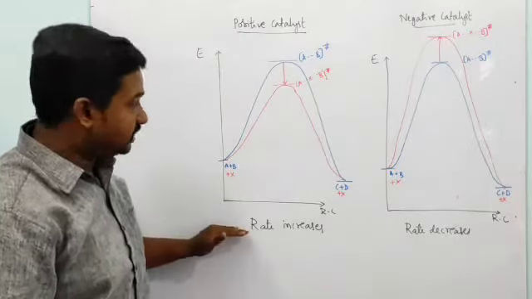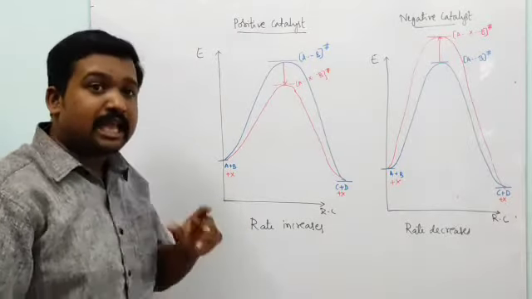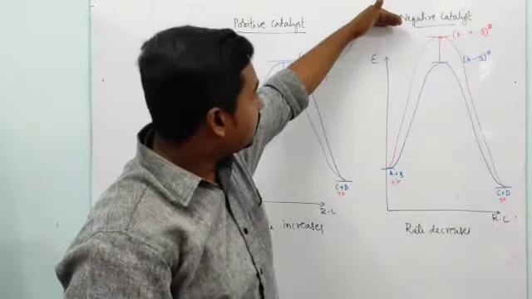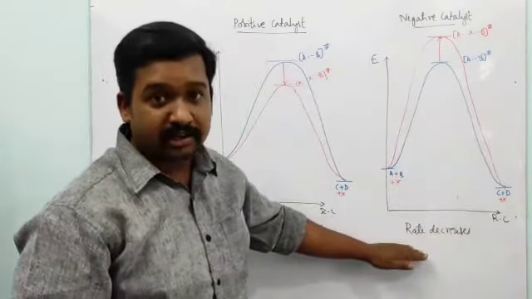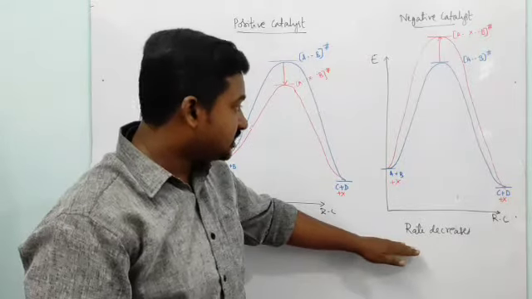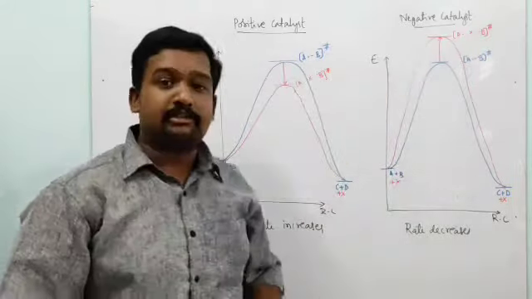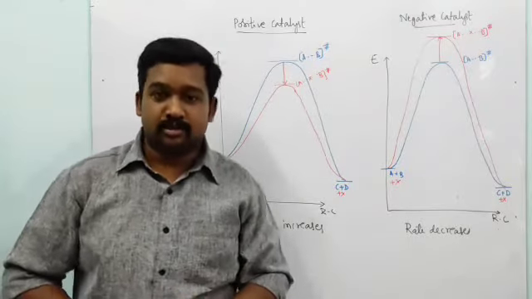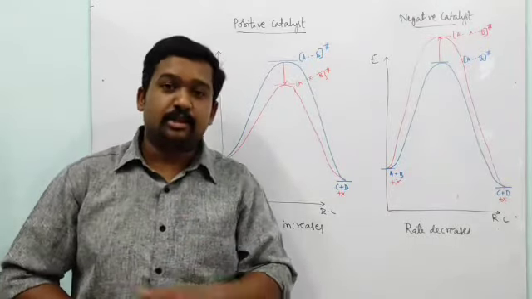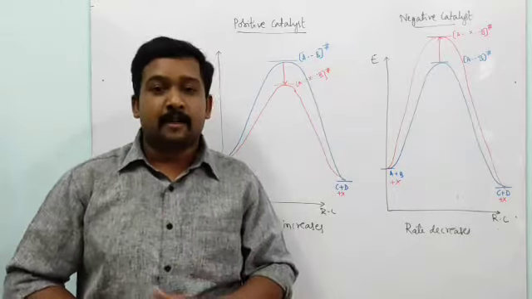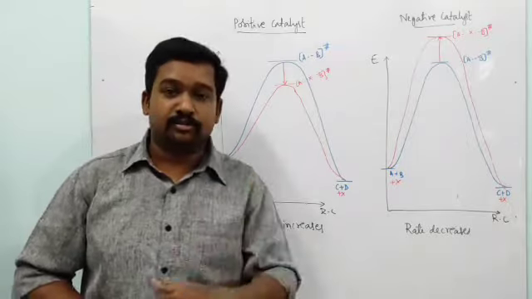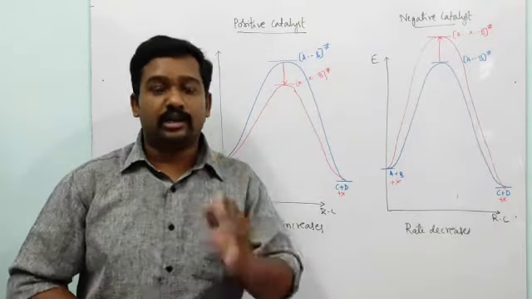So what happens when a positive catalyst is added? Rate increases. Rate increases because activation energy decreases. In the second case, a negative catalyst causes a decrease of the rate of reaction. Rate decreases because of the increase of activation energy. So now we have to give some conclusion about what happens due to the change in temperature and what happens due to the change in catalyst or addition of catalyst for the rate of reaction.